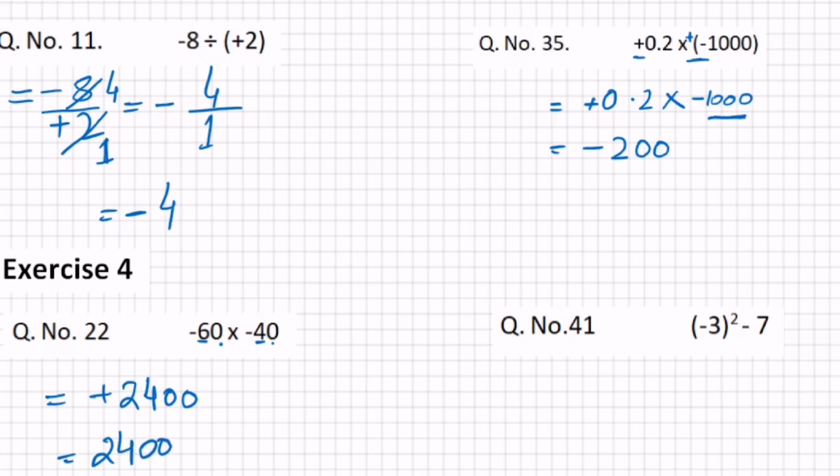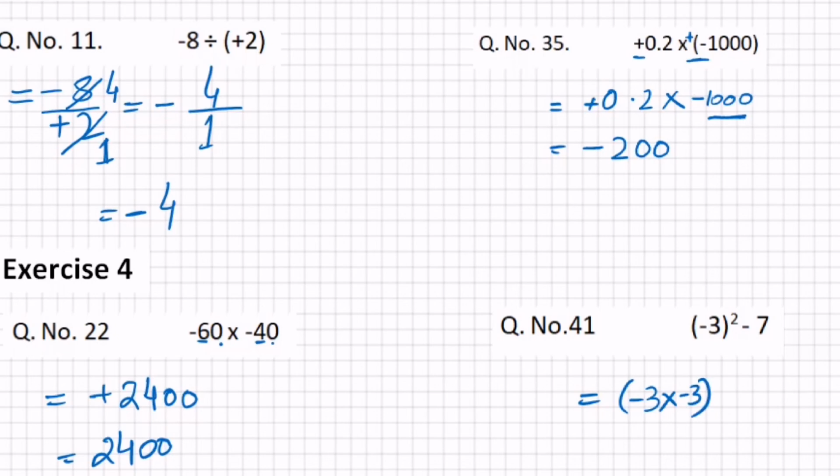For a plus sign, no need to write the sign here again. Now question number 41. The question is minus 3 whole square minus 7. This means, you can write it in different ways, so I'm writing the simple way: minus 3 into minus 3.